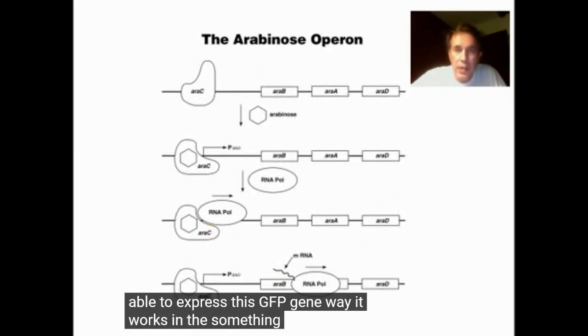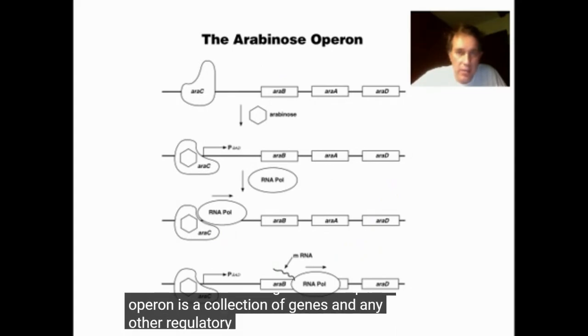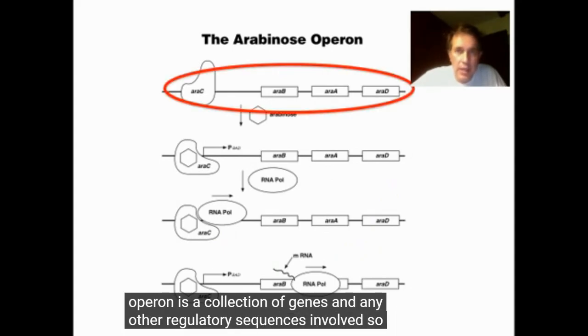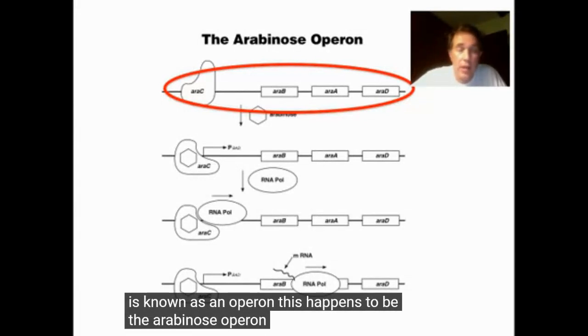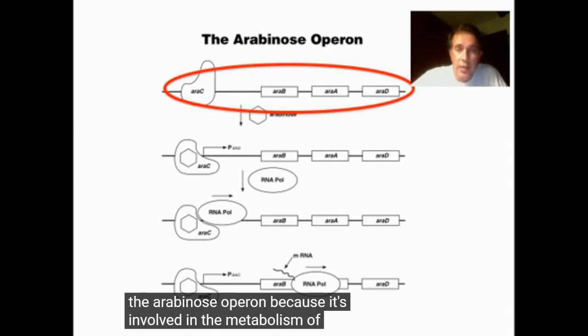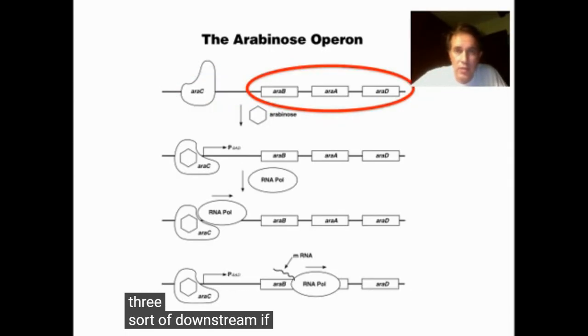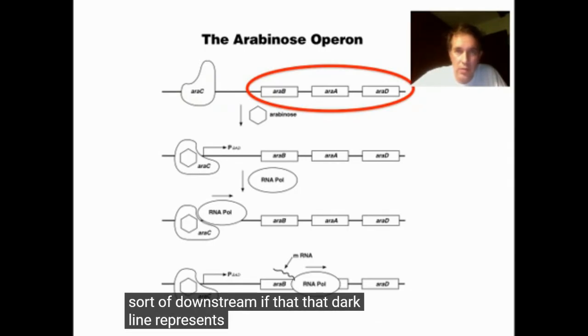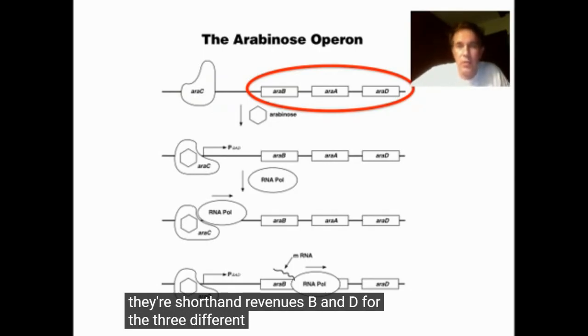The way it works is in something called an operon. An operon is a collection of genes and any of the regulatory sequences involved. So this entire area here that's circled is known as an operon. This happens to be the arabinose operon. It's involved in the metabolism of arabinose. The areas of interest here, there are three genes downstream. If that thick dark line represents the DNA, those three areas code for three different genes involved in arabinose metabolism. They're shorthand arabinose B, A, and D for the three different gene products.